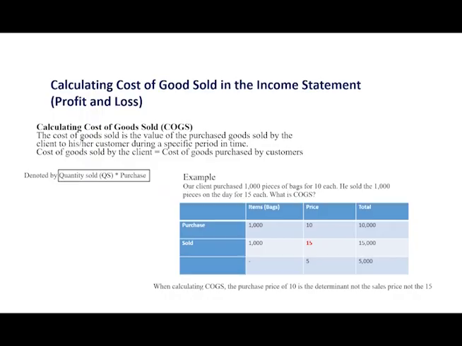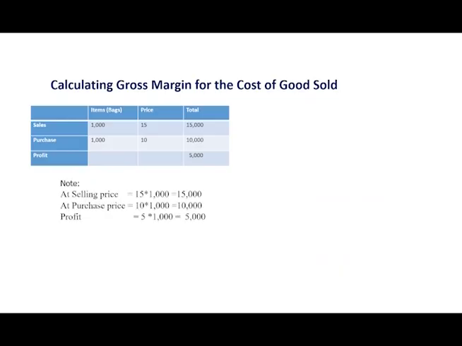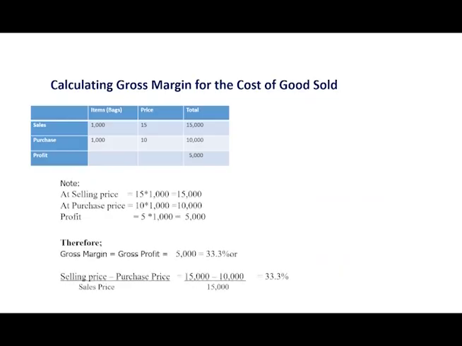Note that calculating cost of goods can be way complicated when you have more than one product. At such point, we take cognizance of calculating the gross margin for the cost of goods sold. Calculating gross margin for multiple products when analyzing cost of goods sold, still using the diagram above, note that selling price equals 15 multiplied by 1,000 equals 15,000, purchase price equals 10 multiplied by 1,000 equals 10,000, profit equals 5,000, therefore gross margin equals gross profit, 5,000, which equals 33.3%. Using the below formula, selling price minus purchase price, divided by sales price, equals 33.3%. As you can see, we arrived at the same figure.